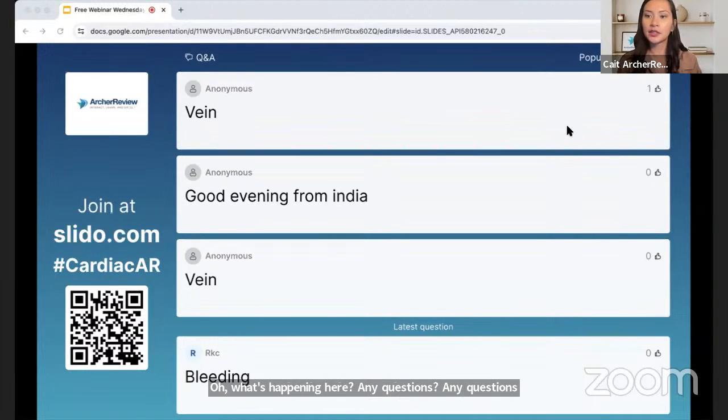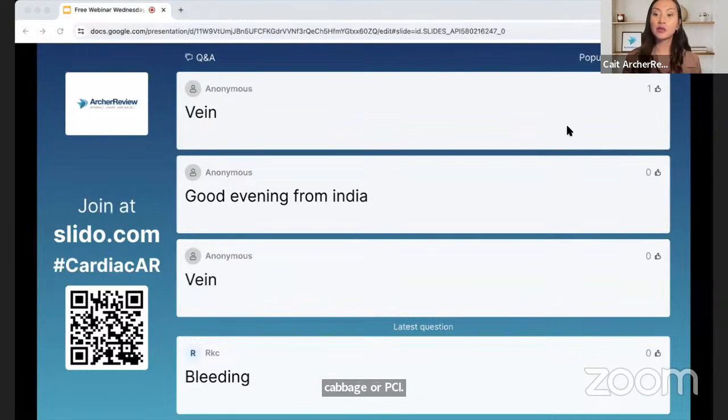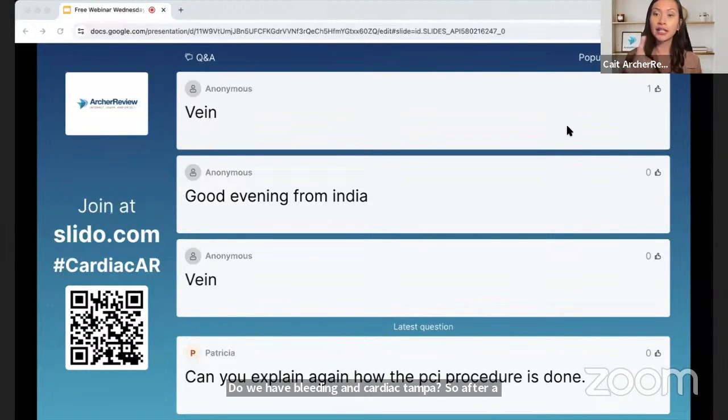Somebody said, I'm confused after CABG or PCI. Do we have bleeding and cardiac tamponade? So after a CABG, we are at risk for bleeding. We're at risk for cardiac tamponade. We're at risk for renal injury. After PCI, there's not too many complications. We'd mostly be worried about bleeding at the puncture site.